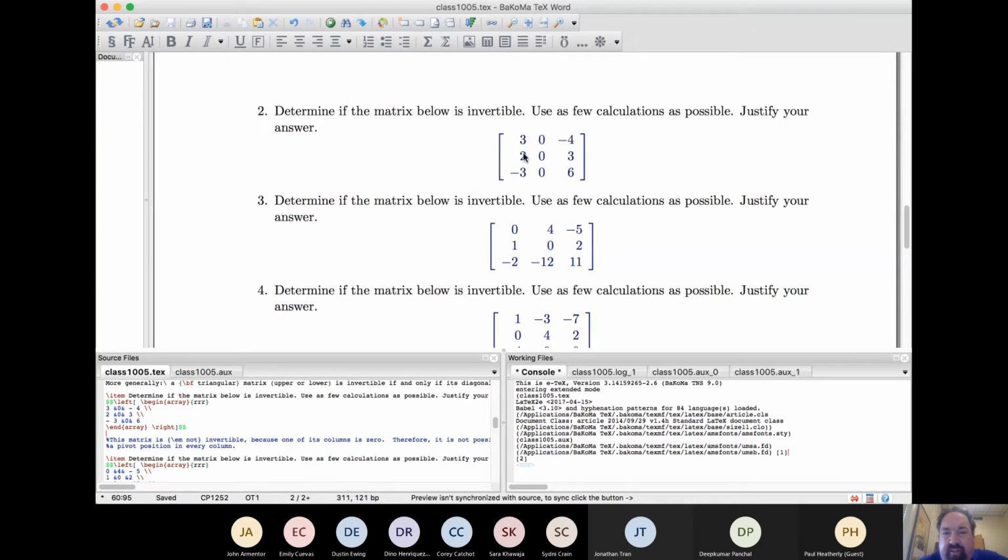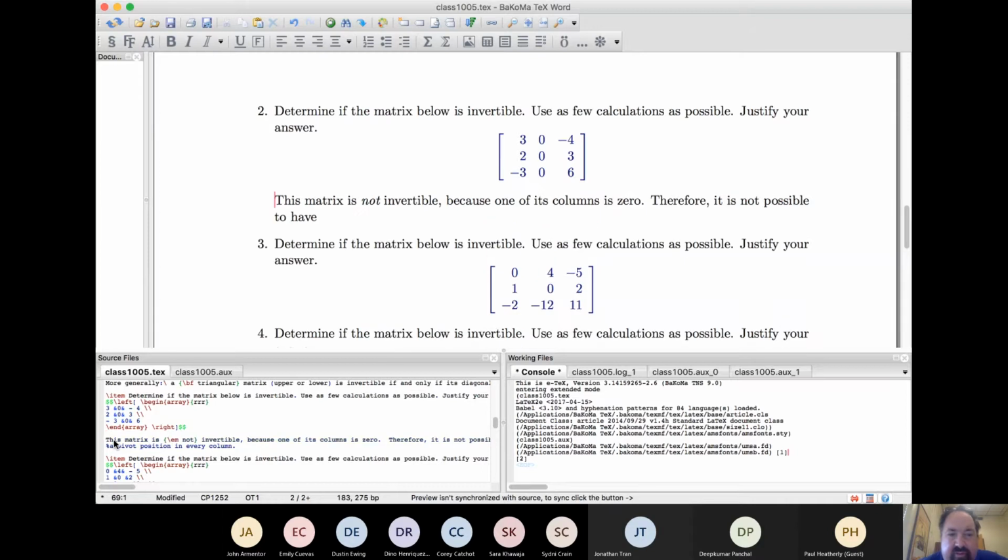On to the next matrix. Very quick to tell that this matrix does not have an inverse. Because anytime a square matrix has a column or a row that's entirely zeros, it cannot have a pivot position, and an invertible matrix has to have a pivot position in every row, and one in every column. So this is a deal breaker.